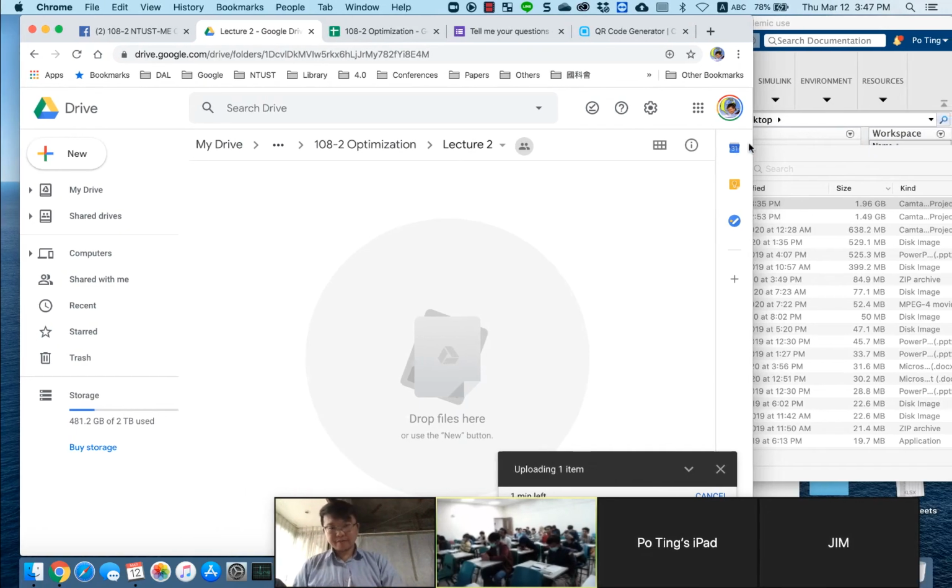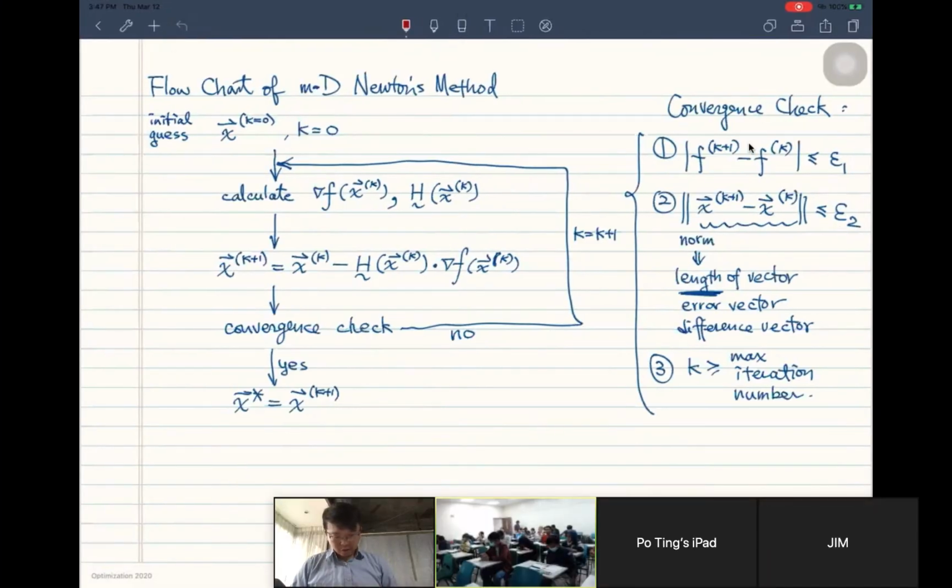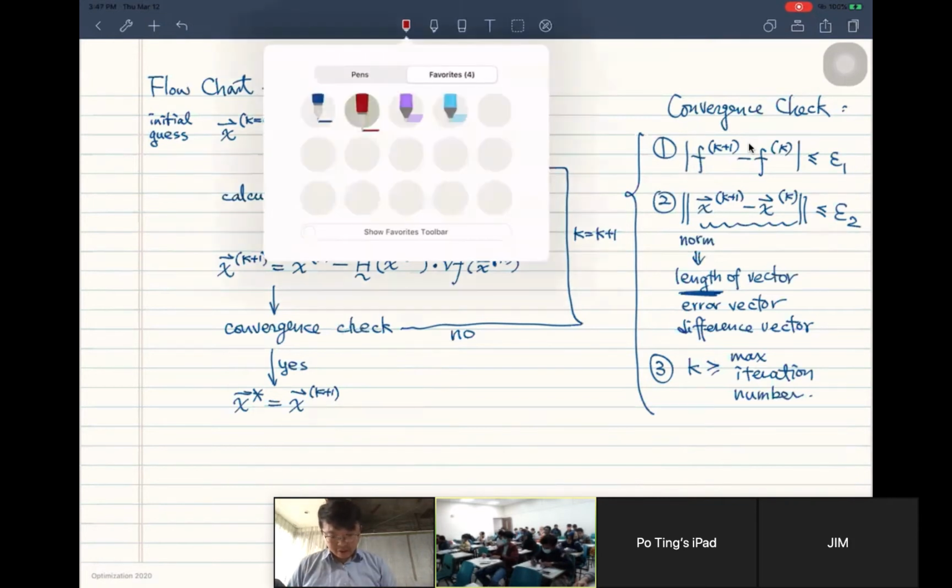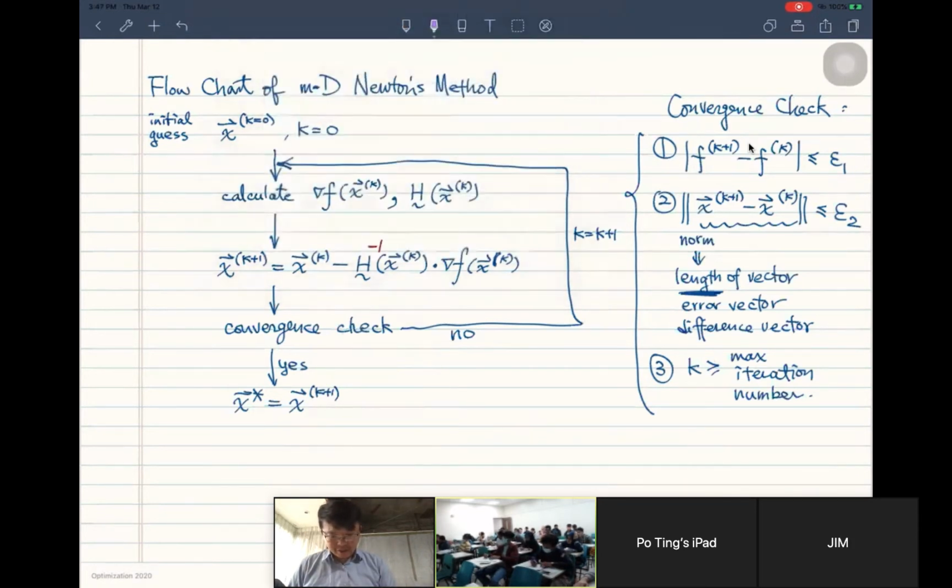Okay, so in Newton's method, we realize we need to calculate Hessian. Oh, I made a mistake here. I need to do inverse here. So sorry, in the previous slide about the flow chart, I forgot about the inverse. Okay, so let me get back to my point.